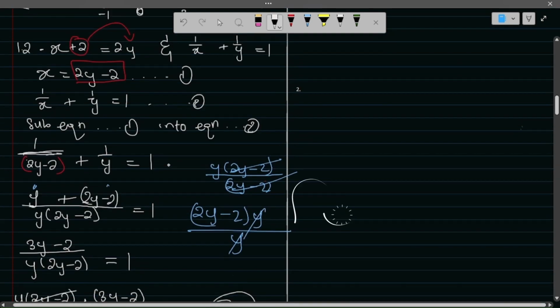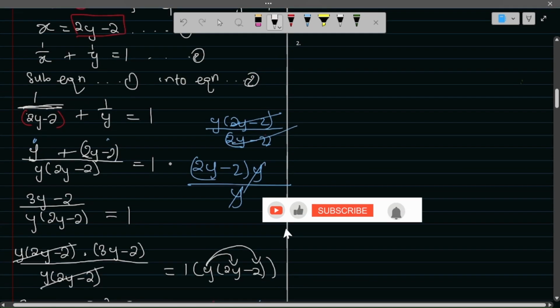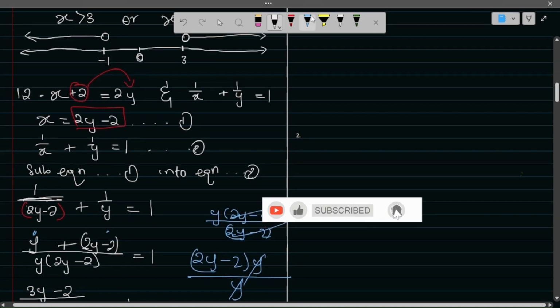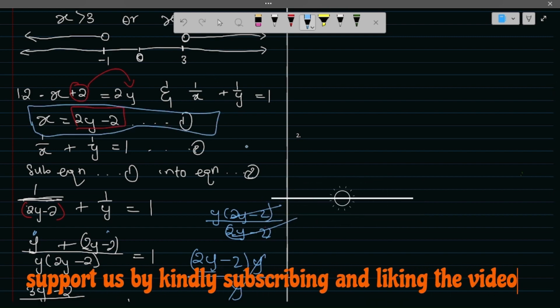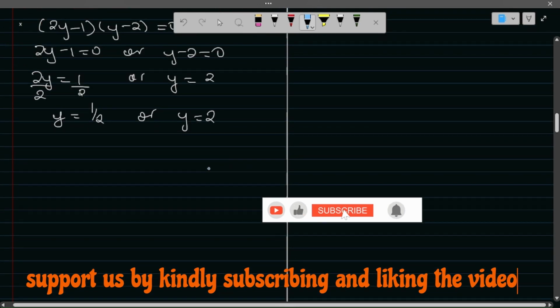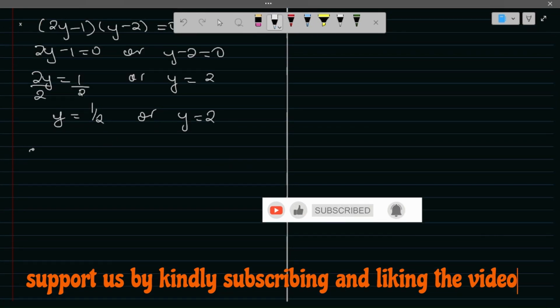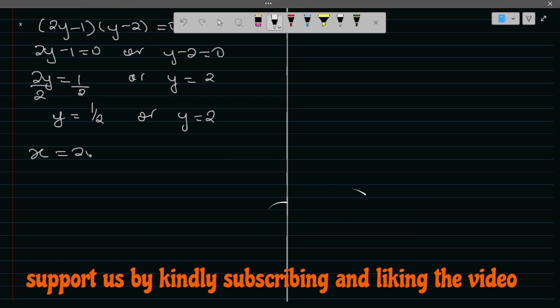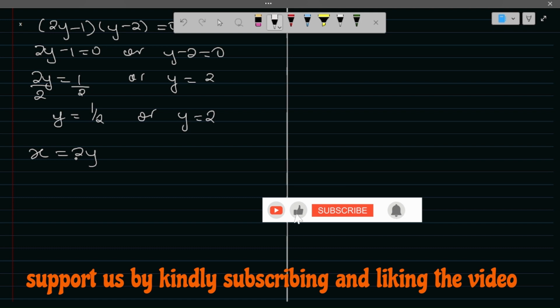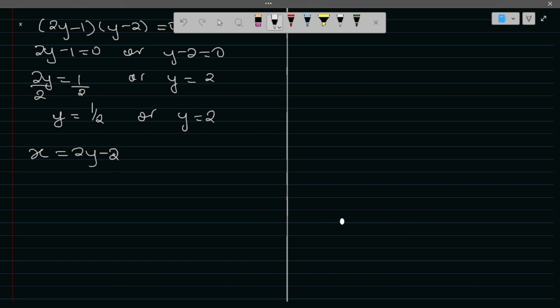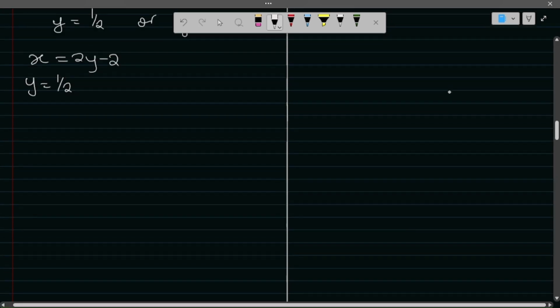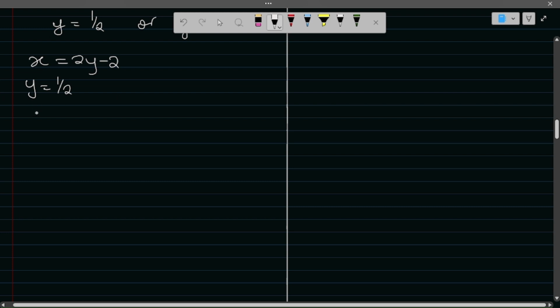Right, so now we're gonna take equation 1. Equation 1 says x is equal to 2y minus 2. So basically what you do now is solve for the values of x when y is equal to half. Let's solve for the value of x when y is equal to half.